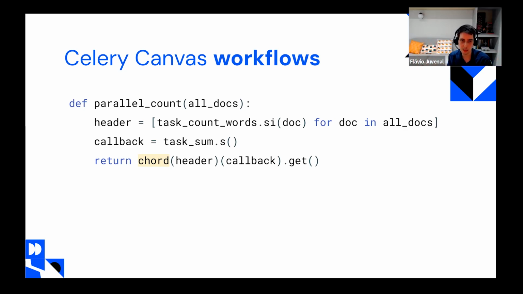And then there is the callback, which will wait for all those tasks to be done to do something with the result of those tasks. And then you build a chord. So a chord is exactly that, like a map reduce. You run a bunch of stuff in parallel, get the results, and then call the callback. If you do something like this in a Celery task, that will be a Celery Canvas workflow, a map reduce like workflow.